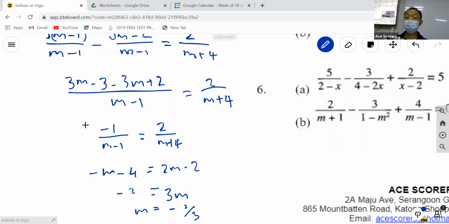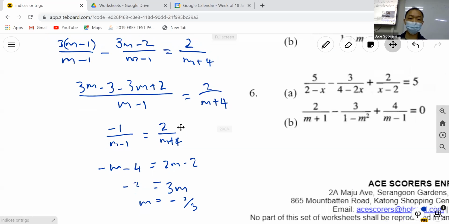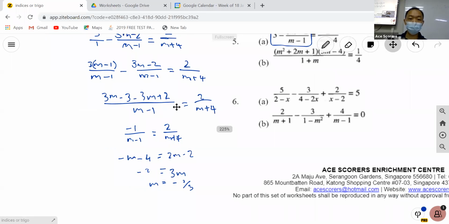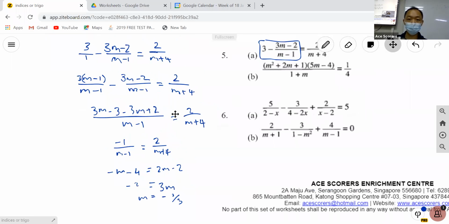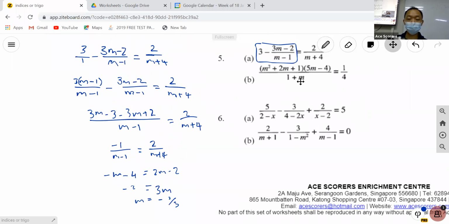So it's all about your algebraic skills here. Now, if you want, you can copy. If not, you can do the B. You can look at this, right? This is 5a, combining fractions.